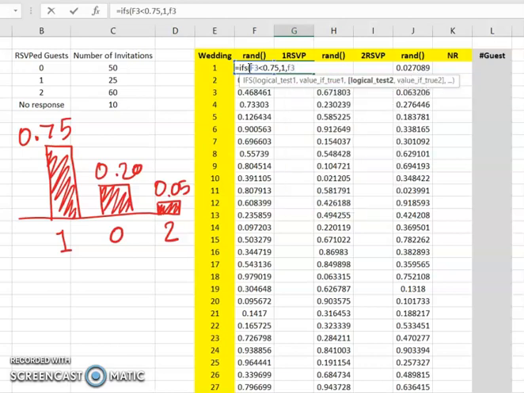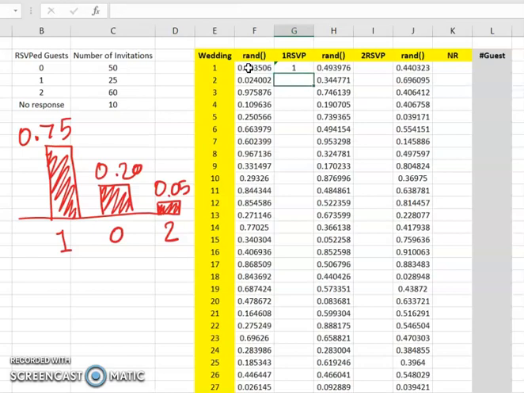If f3, sorry for my mistake, f3 is smaller than 0.95, it would be 0, and if f3 is smaller than 1, it would be 2. So now we have the simulation for that.